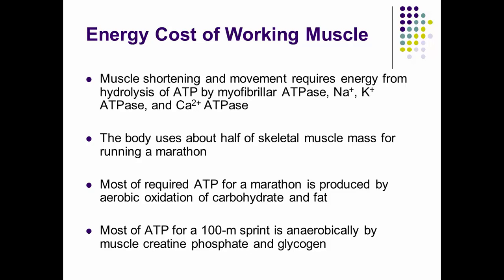So which type of fibers do you think will be mostly involved in the marathon? Thinking about it, yes, aerobic fibers, type 1, right? And type 2A. And most of the ATP for a 100-meter sprint, which is a short-term, anaerobic metabolism, is generated from creatine phosphate and glycogen, right? The glycogen within the skeletal muscle. So creatine phosphate and glycogen are the major sources of energy for anaerobic metabolism, for short-term running.